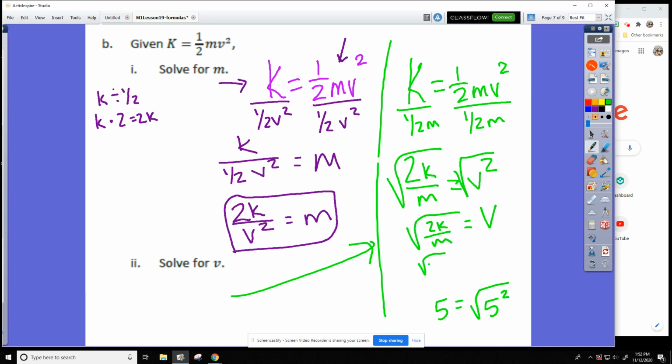This could also be written as the square root of 2k over the square root of m. You could put the square roots in the numerator and denominator if you want. These two are exactly the same.